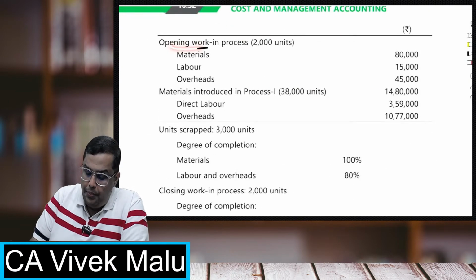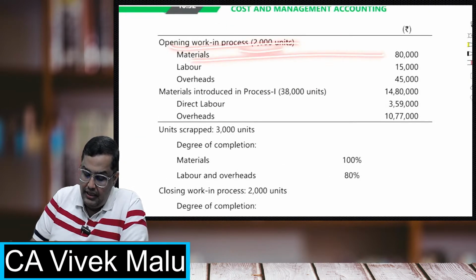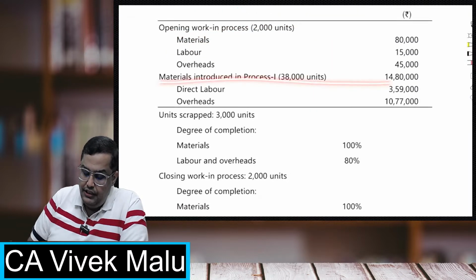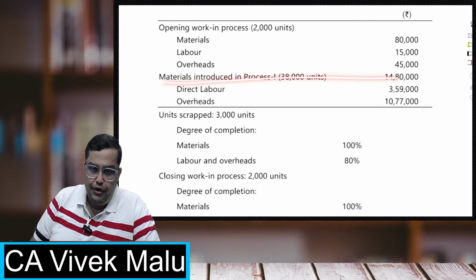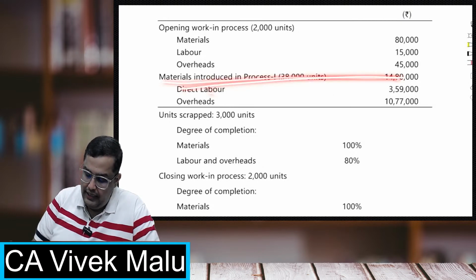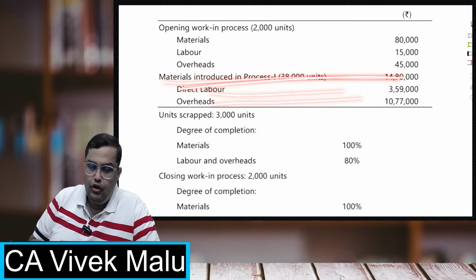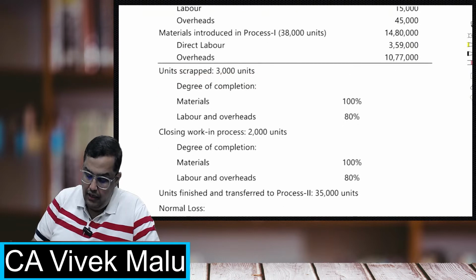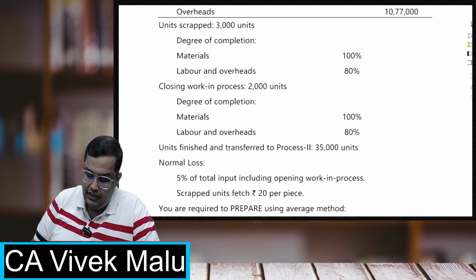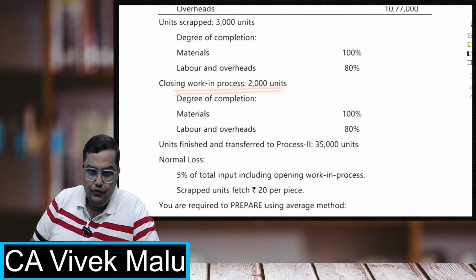Now, there is some opening data given: 2,000 units, material cost, labor cost, and overheads. Materials introduced in process 1, I'll solve it with you, don't worry about it. This is important: materials introduced in process 1, direct labor, overheads. So how much fresh input has been given, units scrapped has been given, and the degree of completion is also given. Closing WIP is 2,000 units, and their degree of completion is also given.